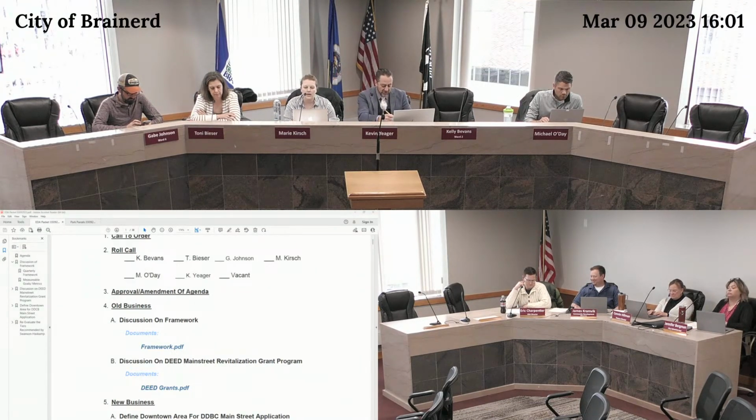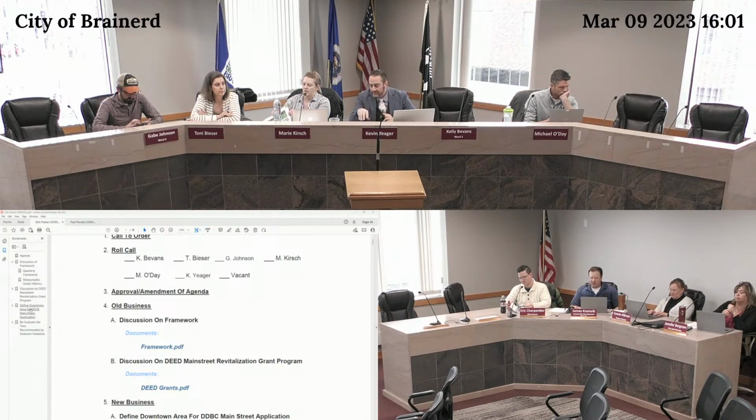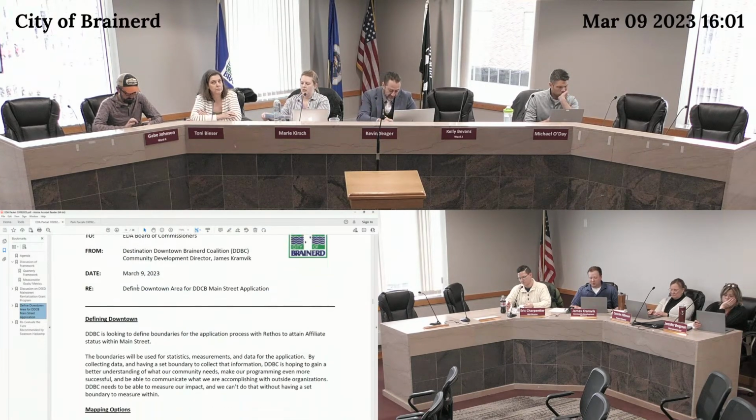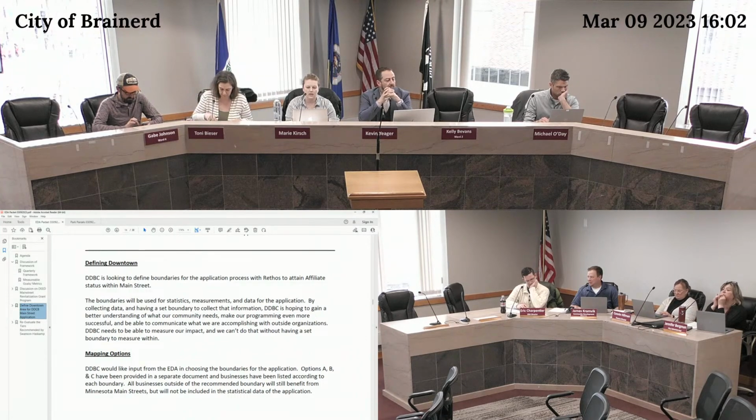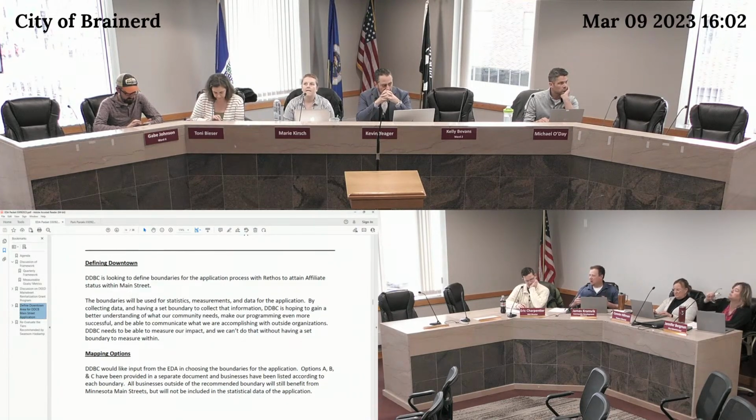So we're going to move right into item 5, what would be 5A, which is to define the downtown area for DDBC Main Street application. Mr. Kramvik, please. Yes, thank you, Mr. Chair. So DDBC is looking to define the boundaries for the application to attain affiliate status with the Main Street program. Staff has included the application in the agenda item along with some mapping options for the EDA to consider. Choosing a boundary does not exclude the businesses from the benefits of the Main Street program, but it's really a way to create data and statistical analysis for metrics later on.